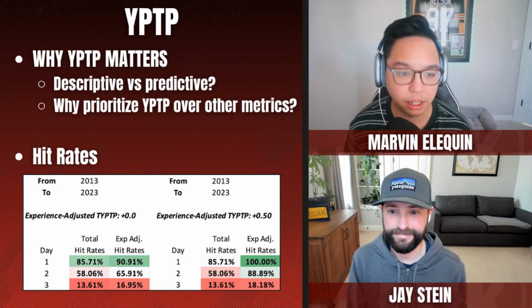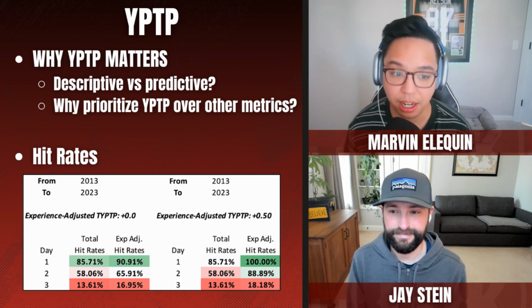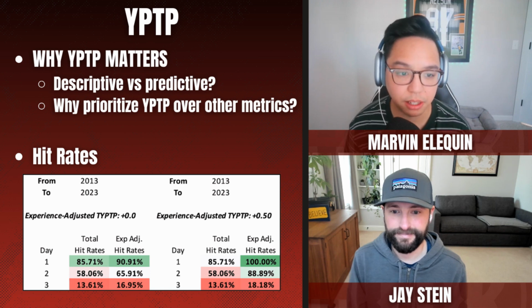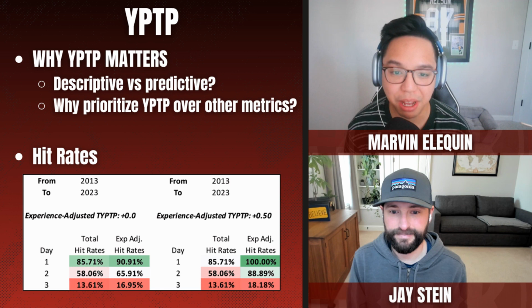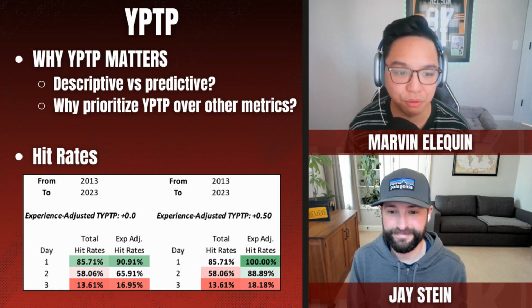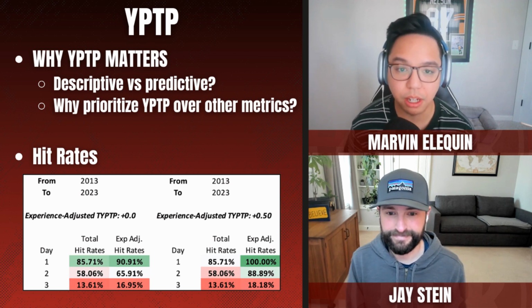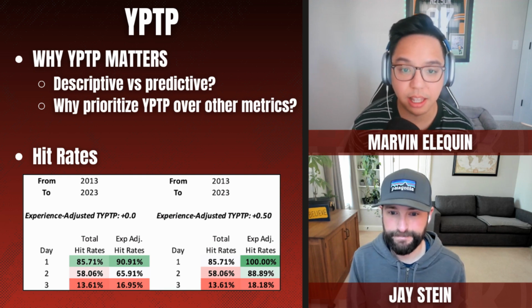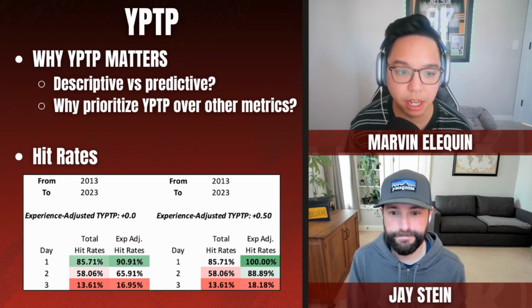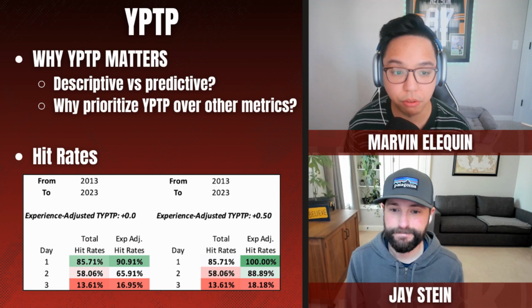So day one running backs almost always hit at 85%. Day two running backs, that first column, 58% hit rate. And then day three running backs, typically pretty low at 13, 14%. But even if you just look at the guys that are above average in this metric and exceed that zero, you just don't want it to be negative. You see the hit rates already improve a little bit.